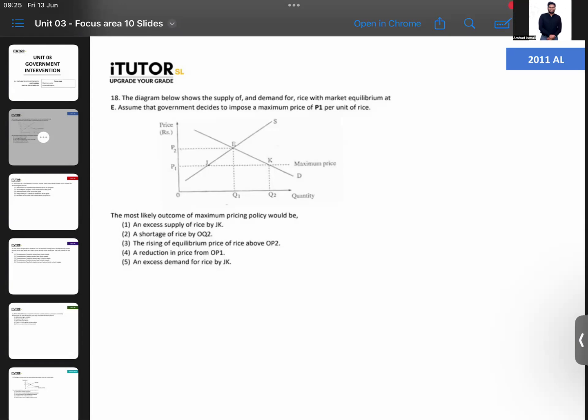Excess demand or excess supply? What gets created in the market when you have a maximum price? An excess demand starts to get created. So then we'll look at the answers. So you all know when you have a maximum price in place.